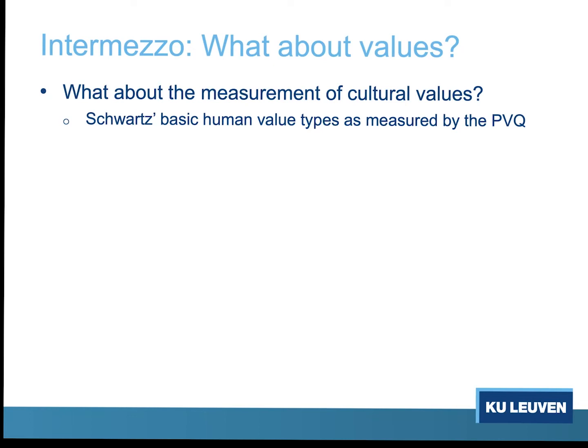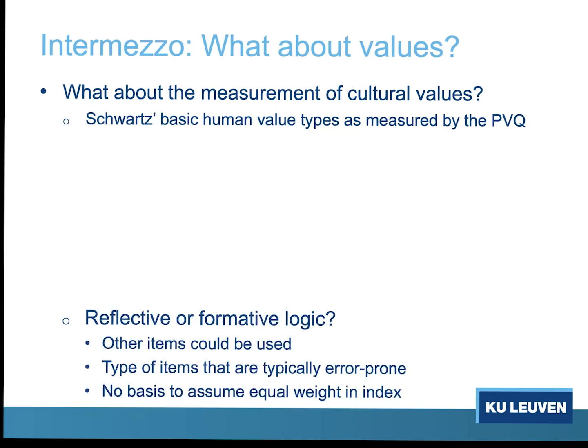Think about Schwartz basic human values, and for example, the Portrait Values Questionnaire that is used to measure them. I assume for a moment that you're all more or less familiar with these measurements, but the idea is that different portraits are presented to respondents, and then they say, okay, this person is very much like me or not, and based on that, we infer what their value priorities are. And we have multiple portraits to measure a particular value dimension. Here, I would say it's a good example of reflective measurement.